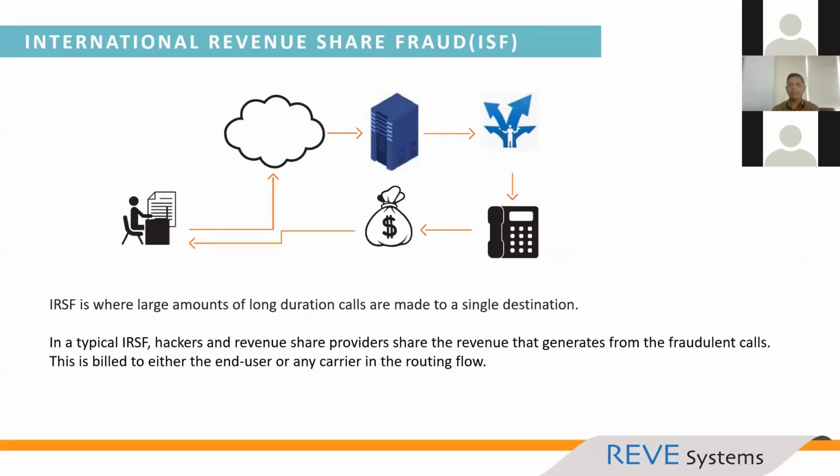First of all, the international revenue sharing fraud. That is a very common fraud, that is someone hacks into your account and starts sending calls to a single destination. That's why you are losing the revenue, and for a single destination, as they are making the calls, that destination revenue is shared between the hackers and the destination partner. So this is how the international revenue sharing fraud is happening.